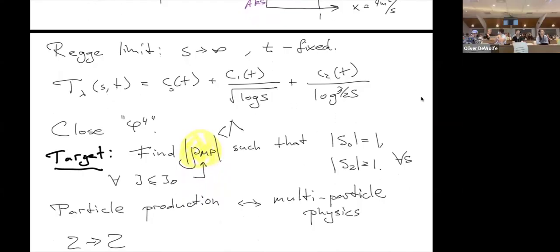Yeah. You were allowing that S2 is greater than 1, right? So not imposing unitarity. What happens? Sorry.